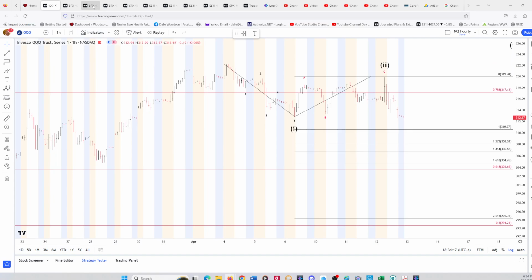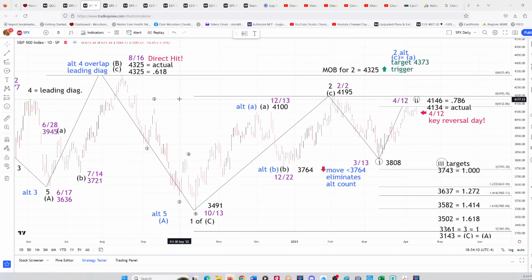Let's look at the S&P cash. We're looking at a daily chart. There is that August 16th B wave high. There is 1 of C down here on October 13th. There is 2 of C on February 2nd, and 3 of C down here, 3 equals 1 at 33.61. That's the largest degree of trend, and that is make or break at the 43.25 high.